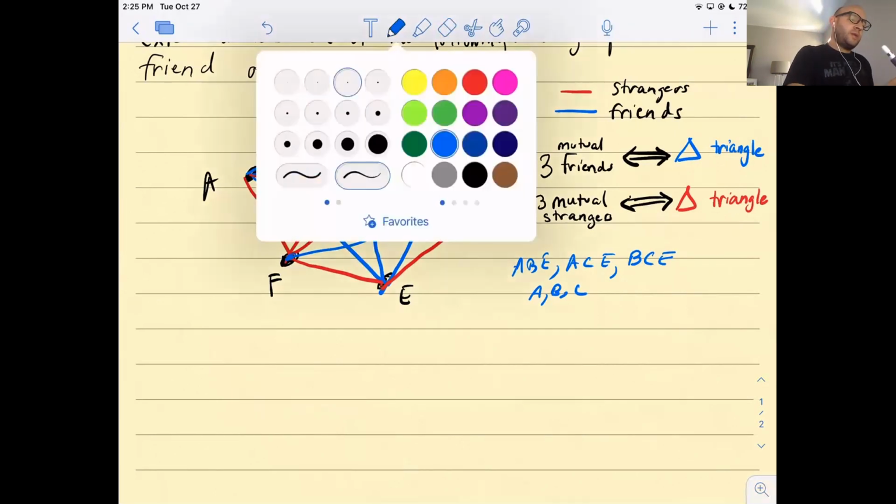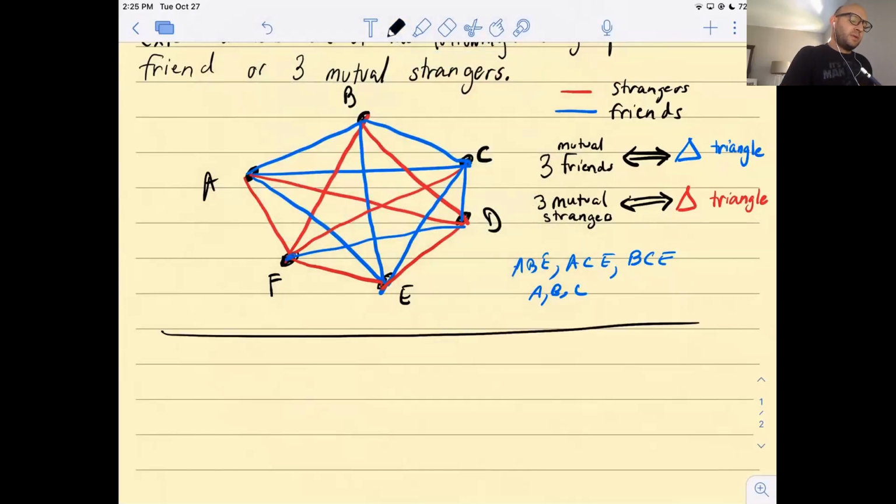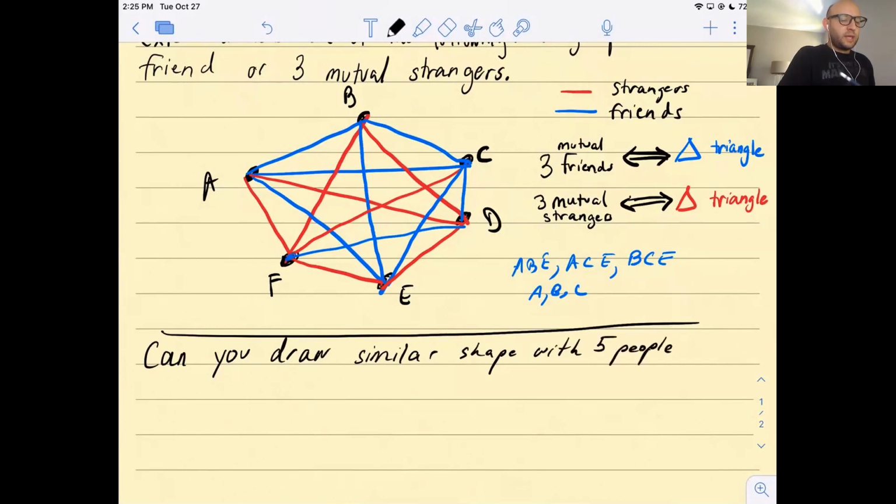And also, before you do that, try this out with 5 people. So can you draw a similar shape with 5 people, and you color the edges to not get a triangle?